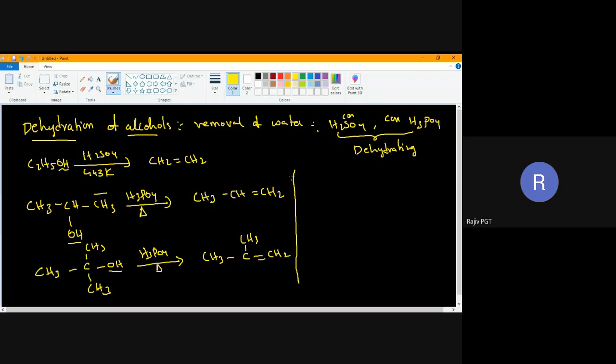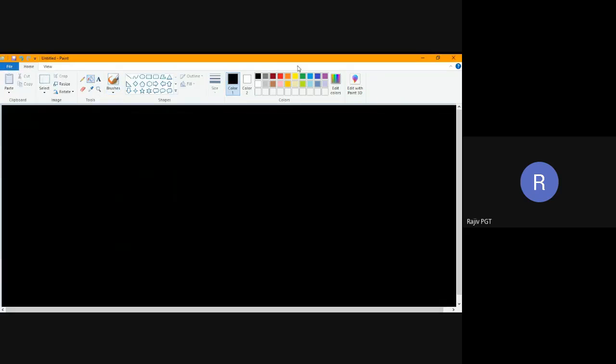Now I'm proceeding. What I'm going to discuss here is the mechanism of dehydration. Important, children, you have to go through this mechanism of dehydration. I'm going to take a new page and explain the mechanism of dehydration. Please take this down. I have also completed this part in my earlier class, and I just revised it now. So we are going to write the mechanism.